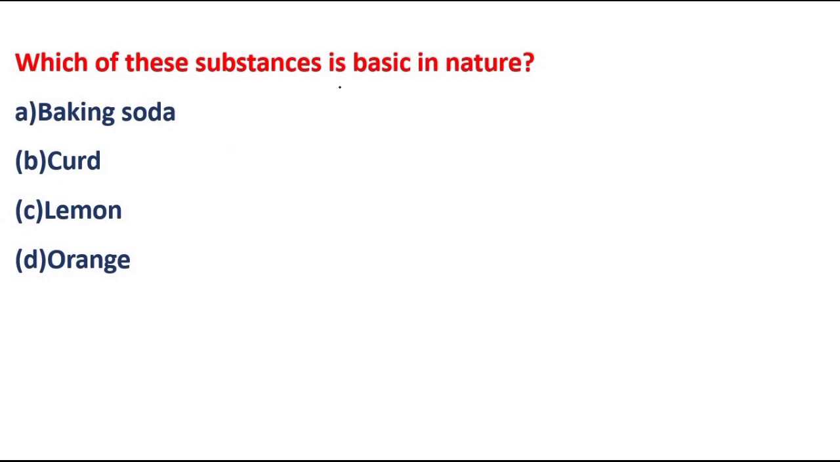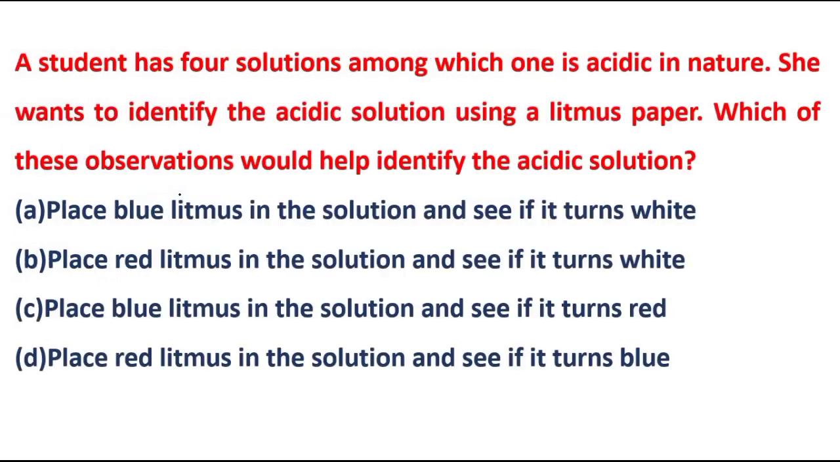Which of these substances is basic in nature? Baking soda is basic in nature, curd is acidic in nature, lemon is also acidic in nature, orange is also acidic in nature. The correct answer is option A for this question.